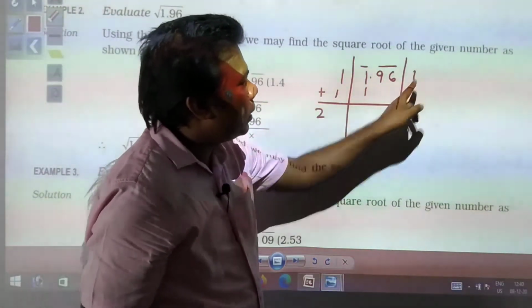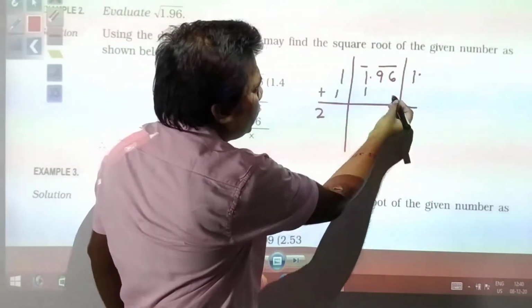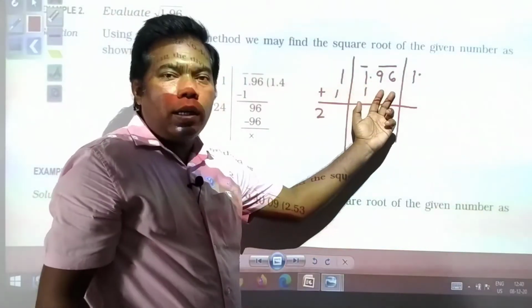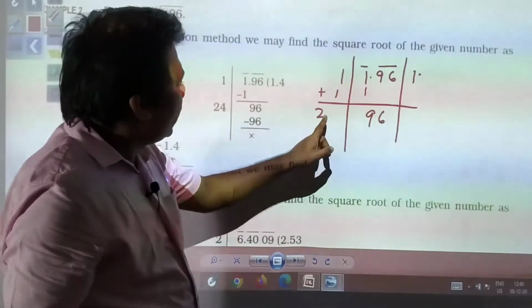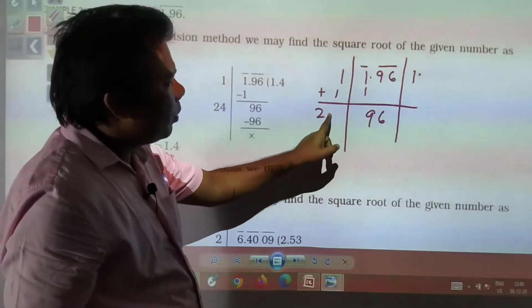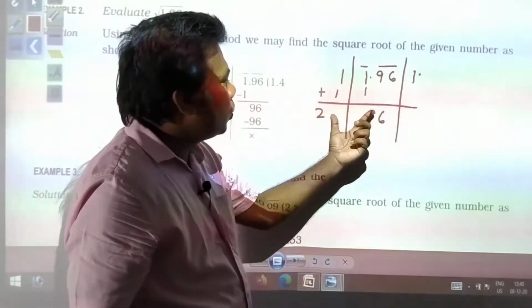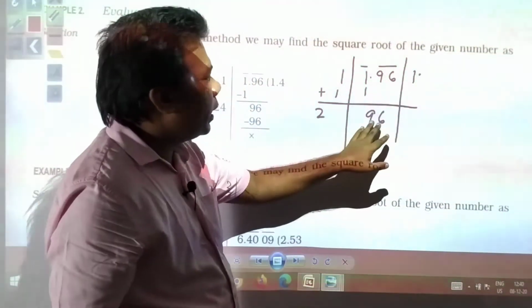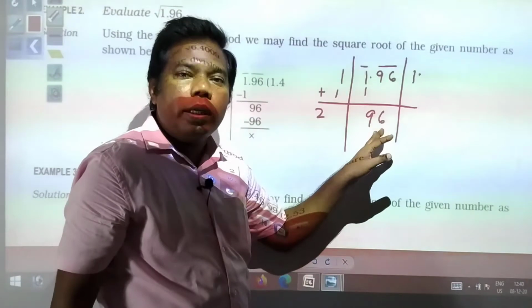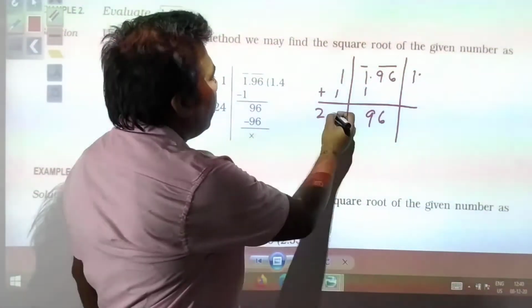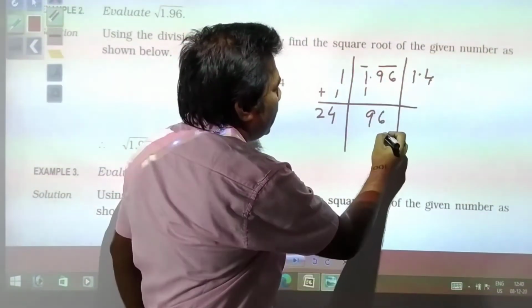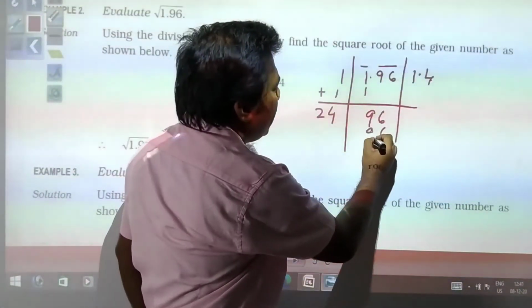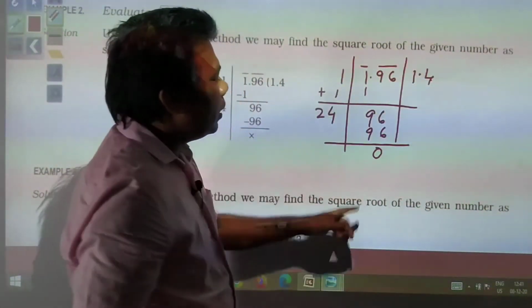You need to put the decimal over here. Next 2 digits, or the next pair, is required to be taken down. So you have got 96. Now we need to see what number is required to be put over here and here, so that if we multiply, we will get about 96 or equal to 96. Suppose you take 4, so 4 4 ja 16, 4 2 ja 8 and 1 9. So you will get remainder 0.